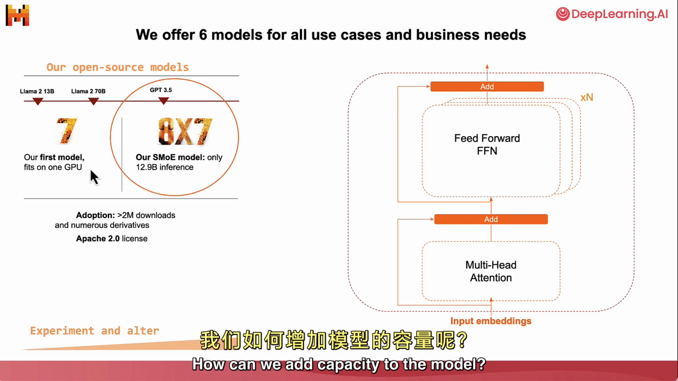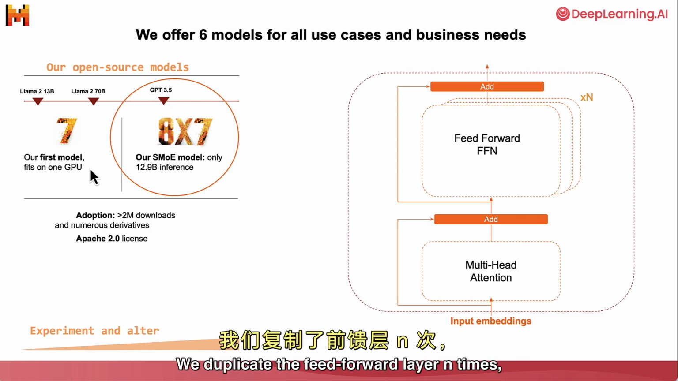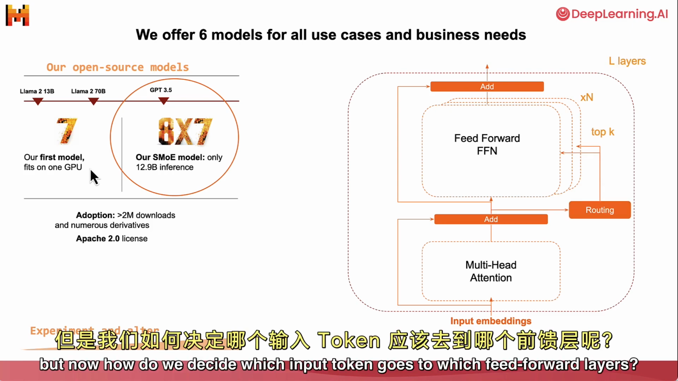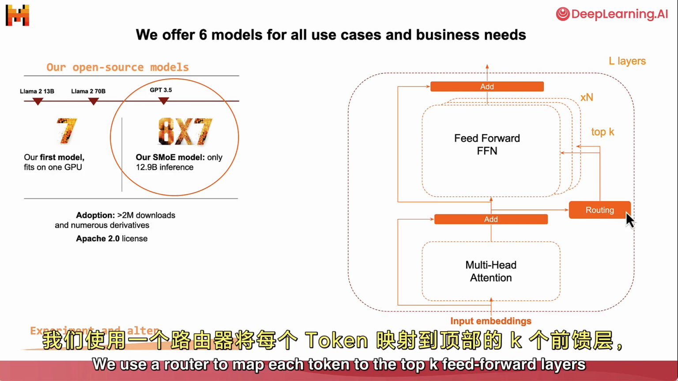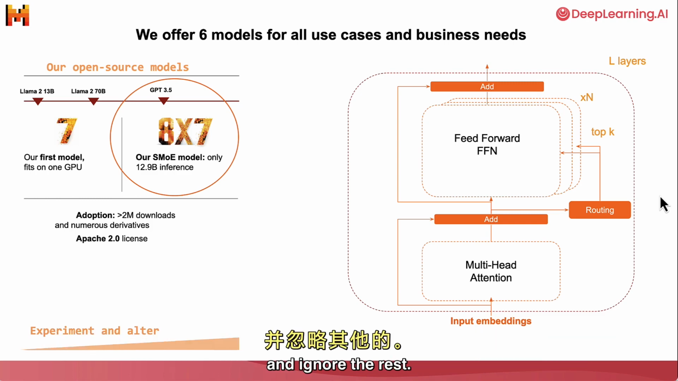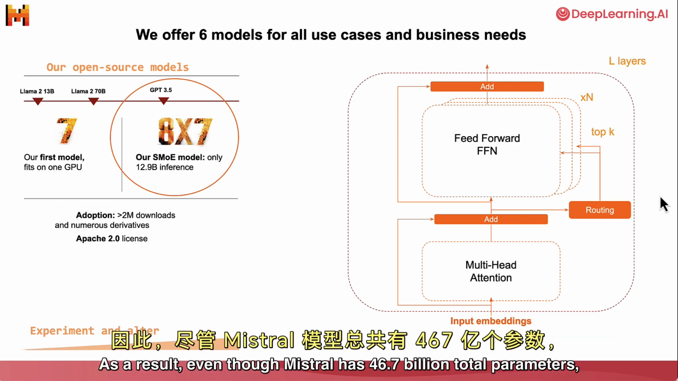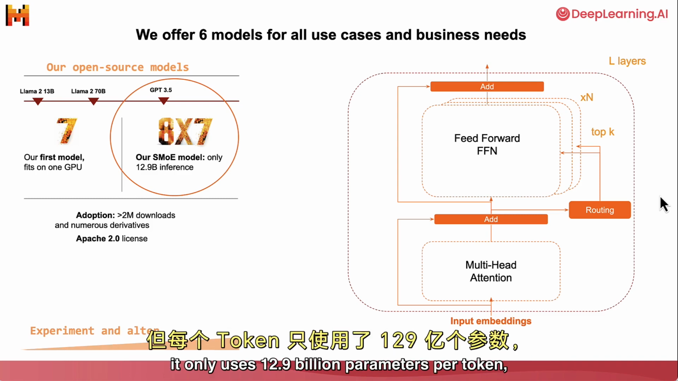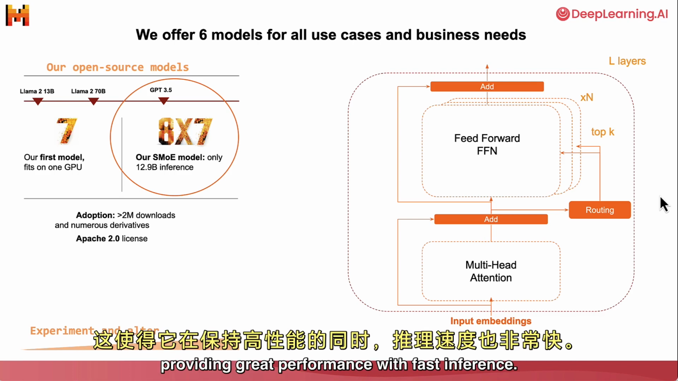How can we add capacity to the model? We duplicate the feed-forward layer n times. But now, how do we decide which input token goes to which feed-forward layer? We use a router to map each token to the top k feed-forward layers and ignore the rest. As a result, even though Mixtral has 46.7 billion total parameters, it only uses 12.9 billion parameters per token, providing great performance with fast inference.